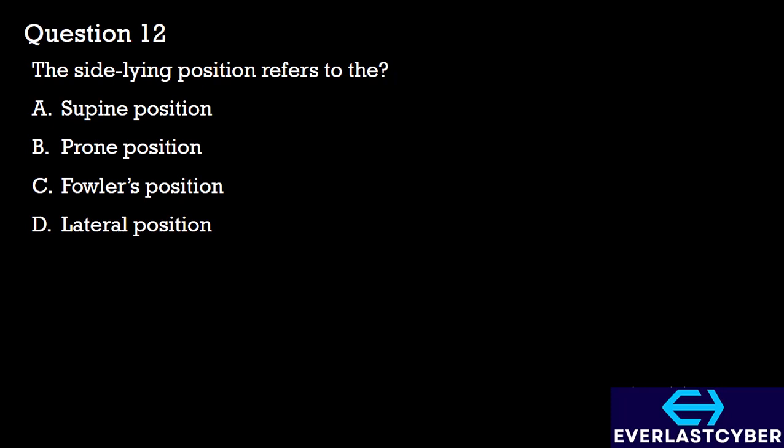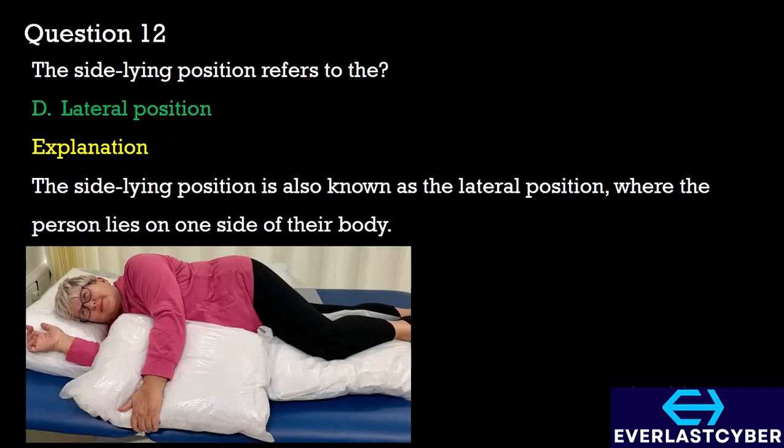The Fowler position refers to a semi-sitting position where the head of the bed is raised, and it is typically between 45 to 60 degrees. This is used for patients with respiratory issues or who are recovering from surgery. The side-lying position is also known as the lateral position, where the person lies on one side of their body, and this position is used for comfort, to improve breathing, and to prevent pressure sores. So our answer is option D.